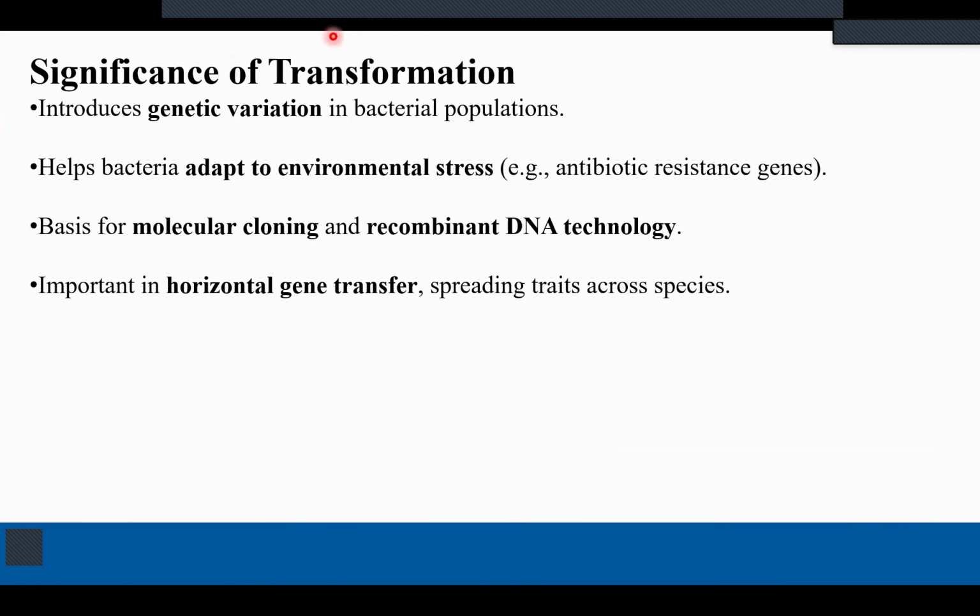Now, why do we need to study the process of transformation? This is a method of horizontal gene transfer. So major characteristics like antibiotic resistance can be created with the help of horizontal gene transfer. They can adapt to environmental stress. They can create genetic variation. Genetic variation is the key for evolution, as well as we can study molecular cloning and recombinant DNA technology through this. So with this, we end this topic. Thank you.